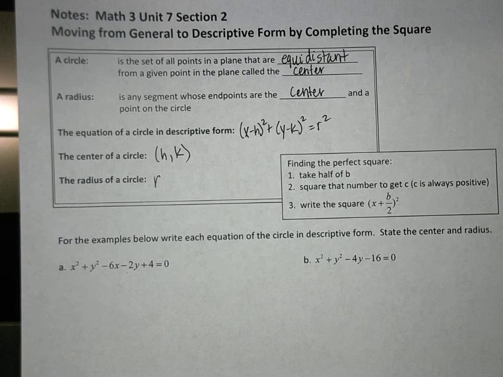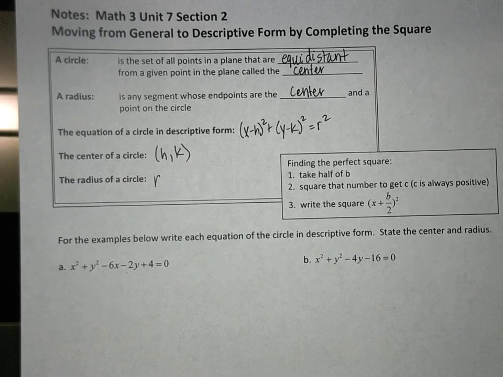Okay, if you look at these examples, notice how they don't have any parentheses; the x's aren't together, the y's aren't together. So in order to do this, we are going to complete the square for the x's and also for the y's. I'm going to show you my way of doing it. There are other ways, but this is how I find to be the easiest.